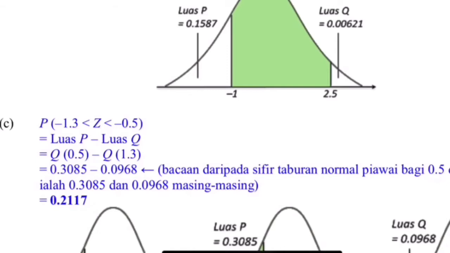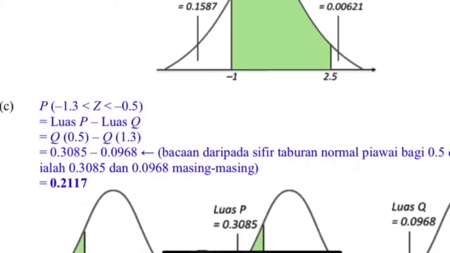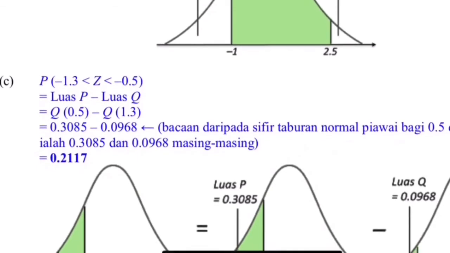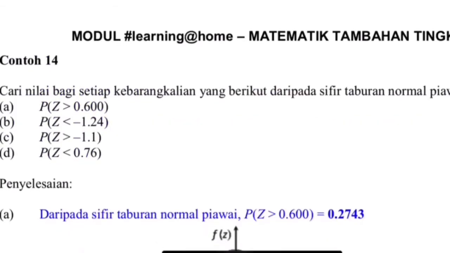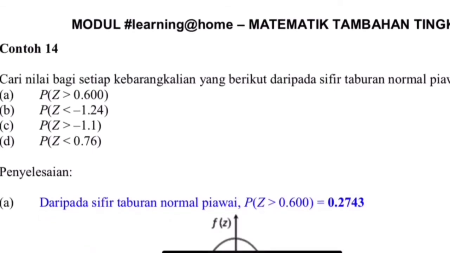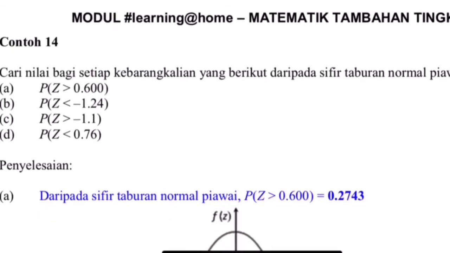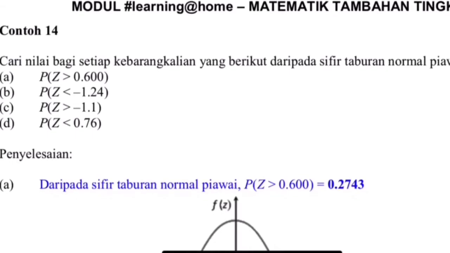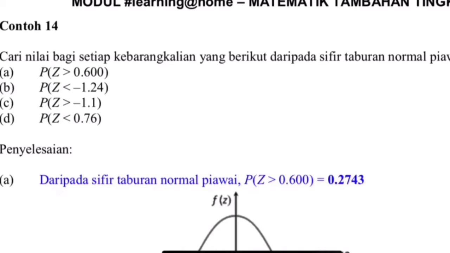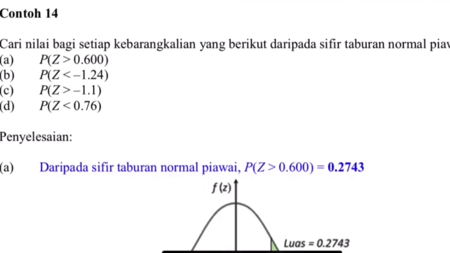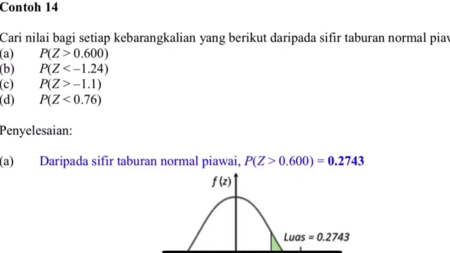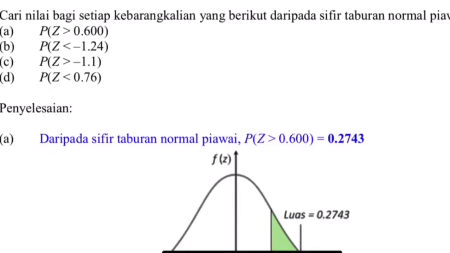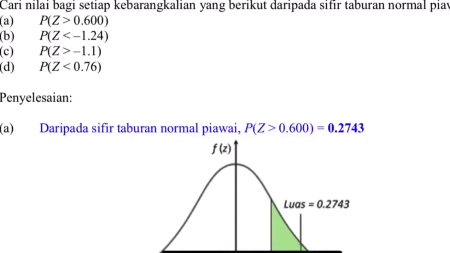Okay, so let's say you have both negative, from negative 1.3 to negative 0.5, so you sketch first, and continue with finding the probability for z more than 0.6, the probability for z less than negative 1.24, the probability for z more than negative 1.1, and the probability for z less than 0.76. So for this one is quite simple. If more than, you will shade to the right, less than, you will shade to the left.